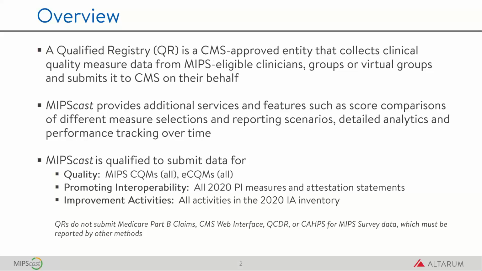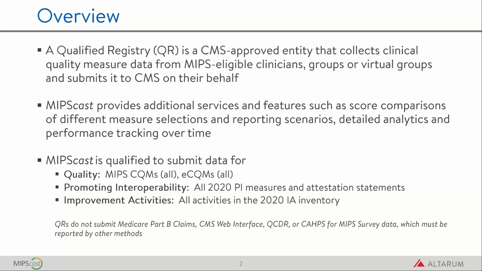MIPScast is qualified to submit data for the quality category. That's the MIPS CQMs, all of the MIPS CQMs, and all of the eCQMs, which are the EHR-based quality measures. Also, the promoting interoperability category. For 2020, MIPScast is qualified to submit on all of the PI measures and the attestation statements. And also for 2020, in the improvement activities category, that's all activities that are in the 2020 IA inventory. So this essentially allows you to do a complete submission to CMS for participation in the quality payment program. There are no measures that qualified registries are able to submit that we do not submit.